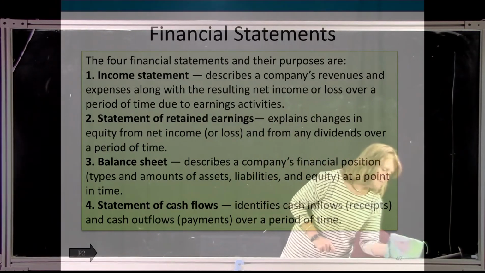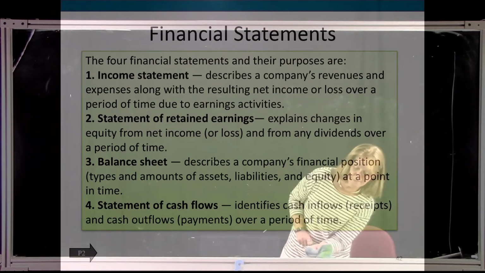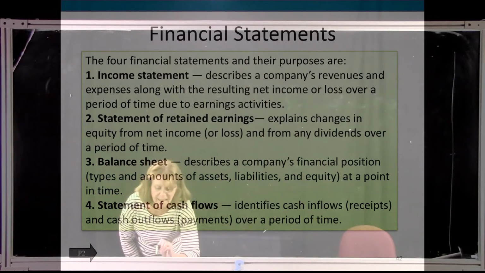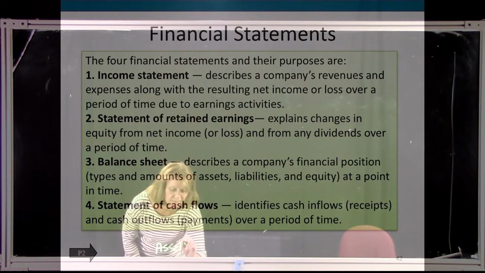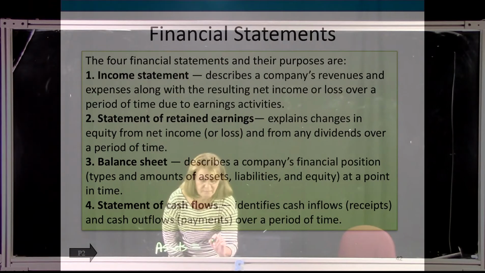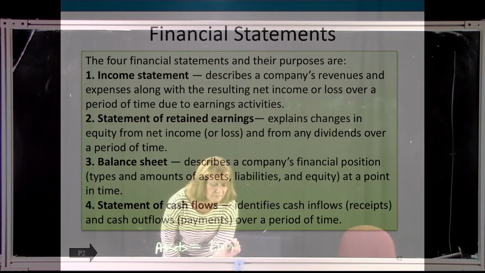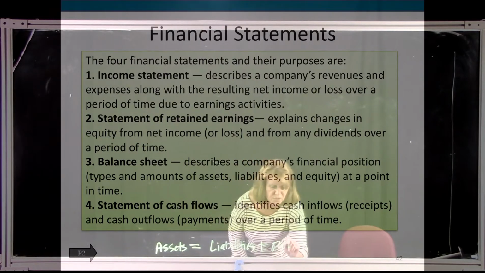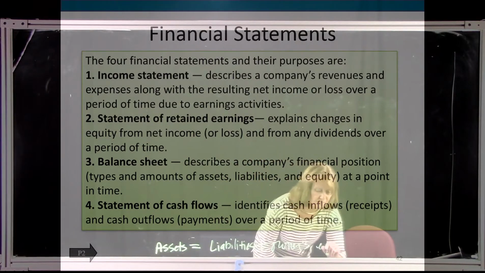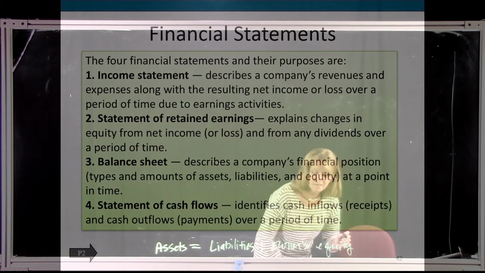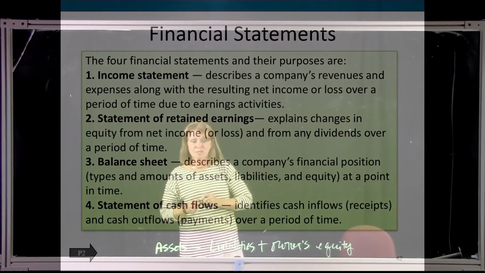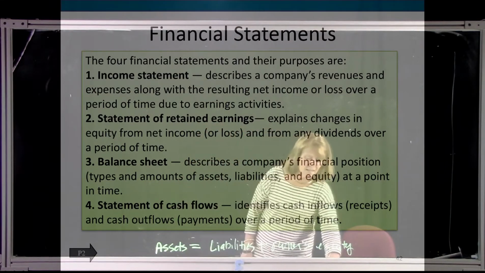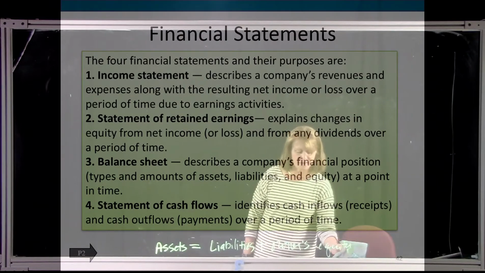And then the third statement we're going to do is the balance sheet. The balance sheet is nothing other than the accounting equation. The balance sheet equals assets equals liabilities plus owner's equity. So when you get to the balance sheet, that's easy to remember because you have already memorized the accounting equation, and that's what is on the balance sheet.